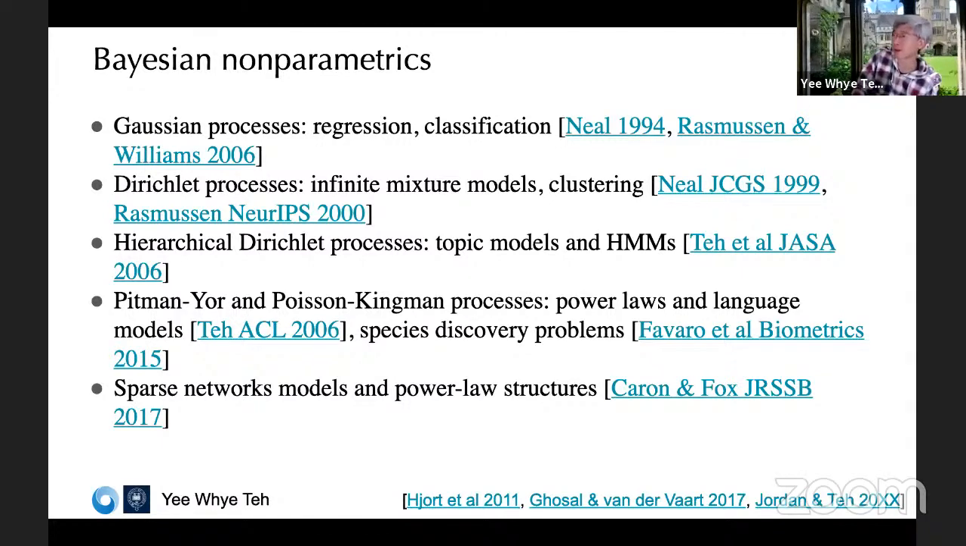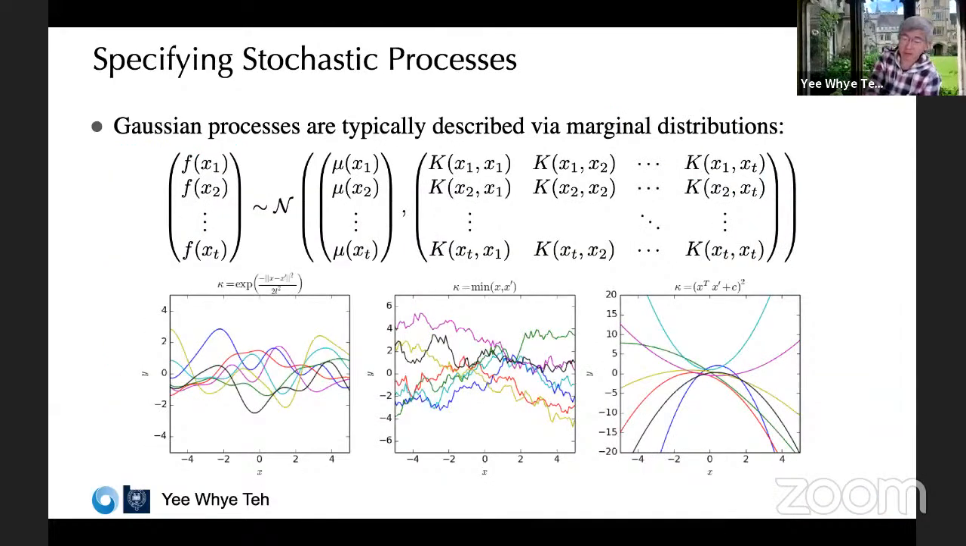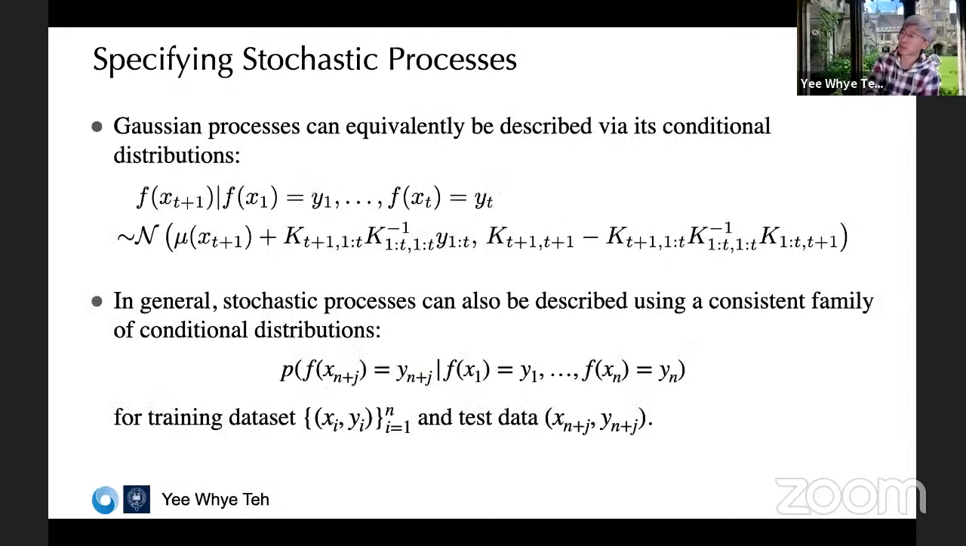What this tutorial is about is meta-learning, and what do stochastic processes have to do with meta-learning? Coming back to specifying stochastic processes, in the case of a Gaussian process, we can specify it in terms of its marginal distributions. We can also equivalently specify a Gaussian process through its conditional distributions. Given input-output pairs for our function, x1, y1 to xt, yt, we can specify a Gaussian process in terms of the conditional distribution of the output given some test input, xt plus 1. In the case of a Gaussian process, it has to be Gaussian as well, and this is the form of the conditional distribution.